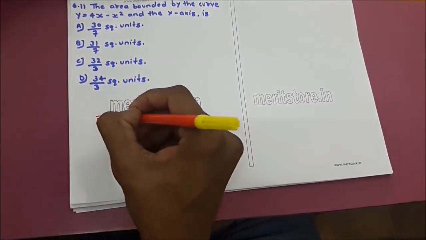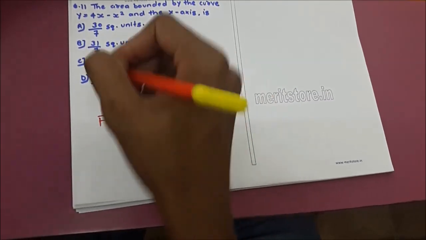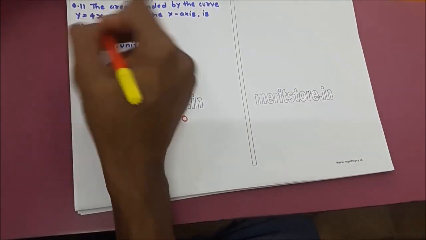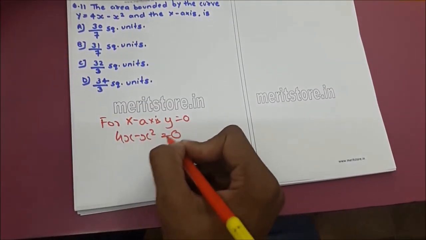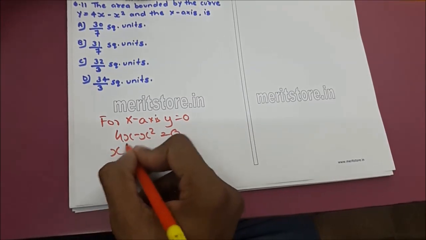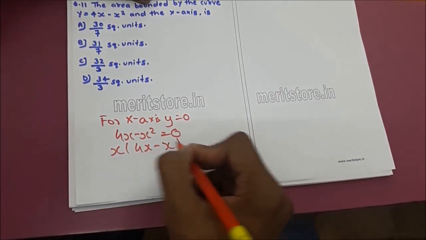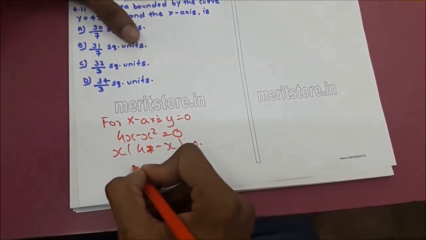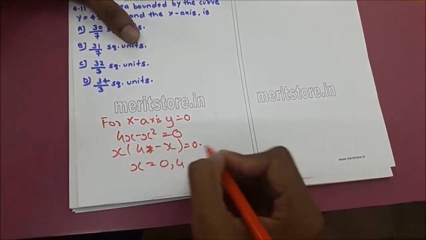For the x-axis, y is equal to 0, so we substitute the value of y in the equation. We get 4x minus x square is equal to 0. Taking x as common, it will be x times 4 minus x is equal to 0. So we get the value as x is equal to 0, 4. These are the limits, that is 0 and 4.